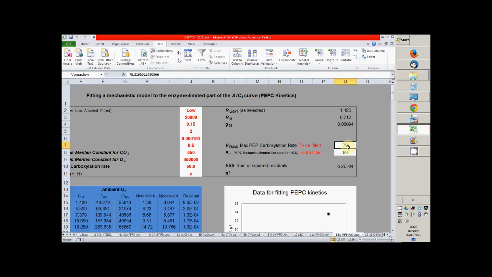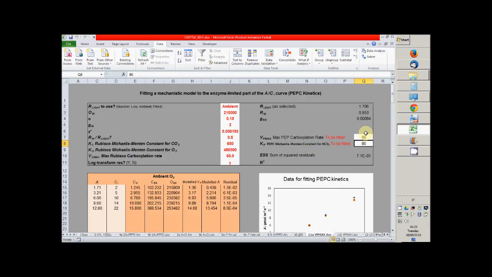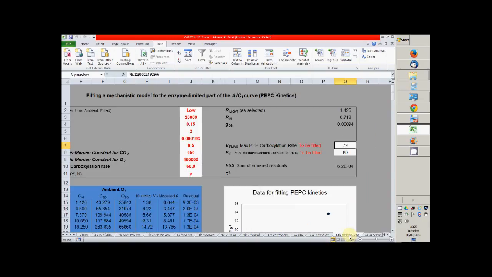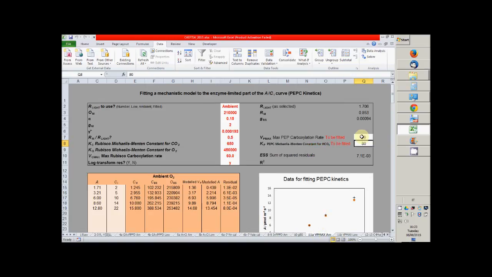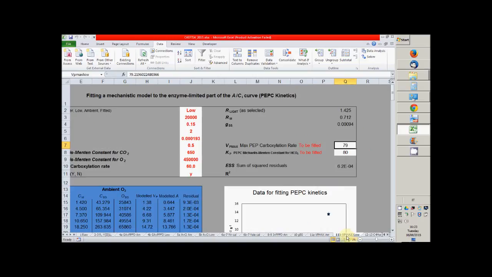The two values of Vpmax derived under low oxygen and derived under ambient oxygen differ. In this case, Vpmax under low oxygen is 79 and Vpmax under ambient oxygen is 89. But there is no reason why these values should be different. So we can fit a single value under the assumption that Vpmax is not influenced by the oxygen concentration. This is an additional constraint which allows us to refine the quality of the estimate for Vpmax.